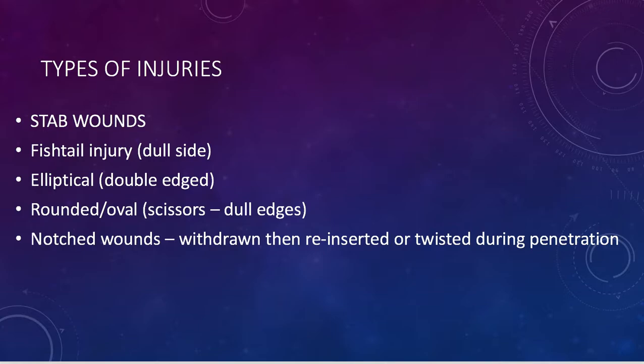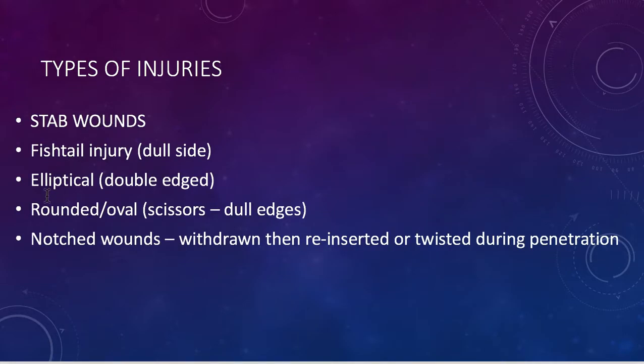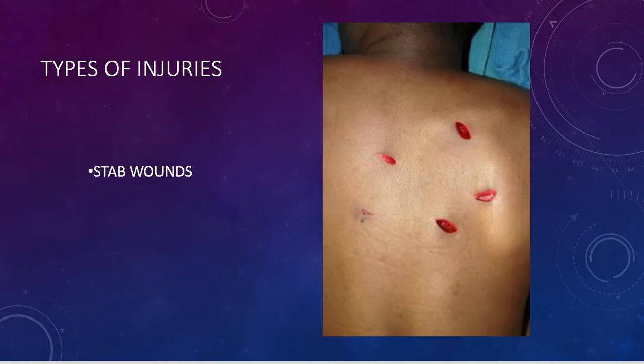You can have notched wounds as well. That's usually if it's withdrawn and then reinserted, or if it's twisting during penetration, you'll have the notched wounds. More than likely, with the notched wounds, you can definitely tell tunneling is different. But the most common thing is usually it's withdrawn and then reinserted to create that notch. Here's an example of stab wounds, and the stab wounds that I talked about, let's go back to here. You can have the elliptical, which is the double-edged, and that's what this is. This is double-edged, nice elliptical.